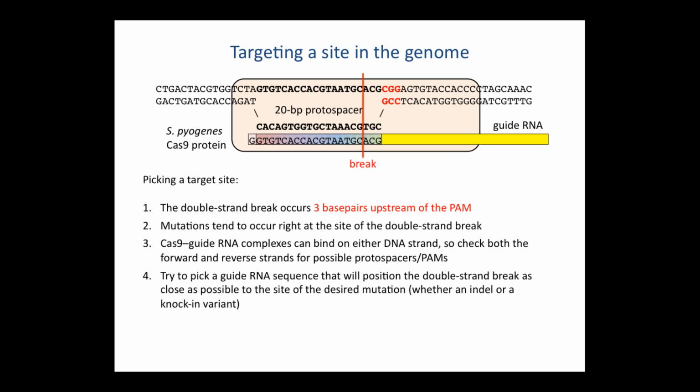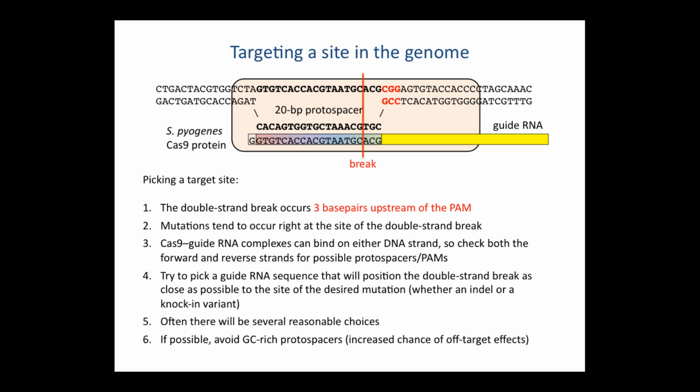In general, your goal should be to choose a guide RNA that will position the double-strand break as close as possible to the actual site at which you wish to introduce a change in the DNA sequence, whether it's an indel to knock out a gene or a variant you're trying to knock in. When searching for well-positioned protospacer-PAM combinations, you may find several good ones. You can then prioritize among the candidates. For example, you can profile their possible off-target binding sites elsewhere in the genome, and choose the one that appears to be most favorable in that respect. Finally, if possible, it's best to avoid protospacers that have lots of guanines and cytosines, or, to put it another way, is GC-rich, as this has been suggested to increase the chance of off-target effects.